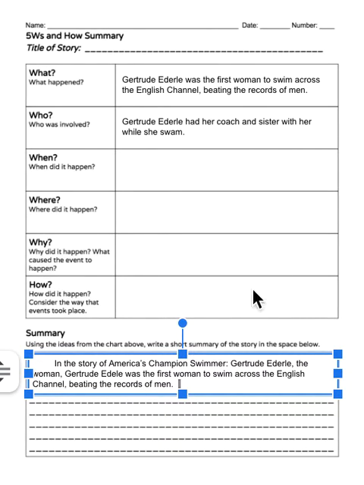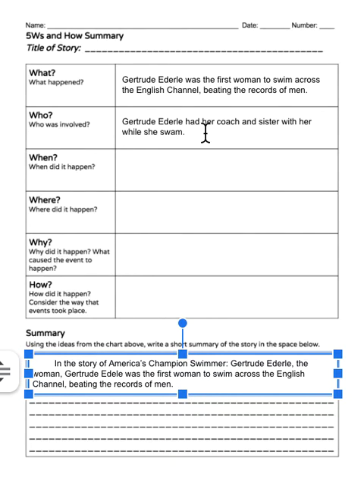Notice I did include the title of the story that I'm summarizing. In a summary, you should always include the title of the story you're summarizing. This title just happens to have the name of the main character, so her name is in there twice. Usually the title does not have the name of the main character in it. So let's read what we have. In the story of America's champion swimmer Gertrude Ederle, the woman Gertrude Ederle was the first woman to swim across the English Channel, beating the records of men. And I capitalized English Channel because it is a proper noun.